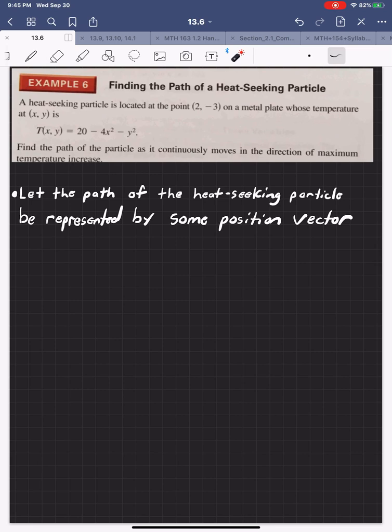This is going to give you a taste of what we're going to be doing in diff EQ. But the idea is, how do you find the path of a heat-seeking missile? All right, so I will begin this problem in the next video.